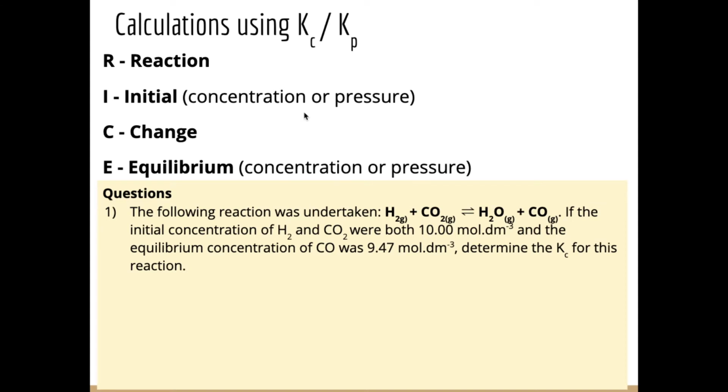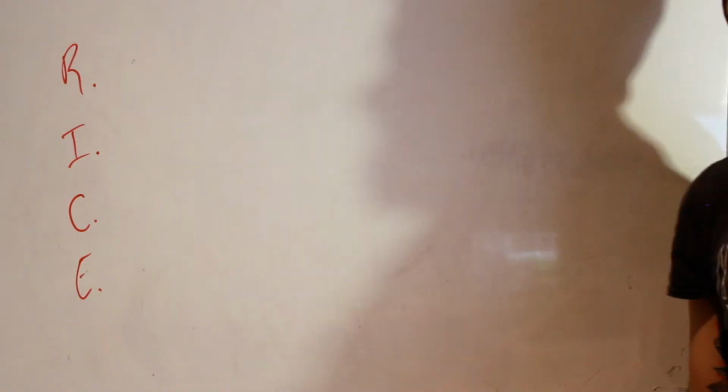The following reaction was undertaken. If the initial concentration of H2 and CO2 were both 10 moles per decimeter cubed, and the equilibrium concentration of carbon monoxide was 9.47 moles per decimeter cubed, determine the Kc for this reaction. Why don't you give that a pause? Give that a go, and you can check it when we go through it now.